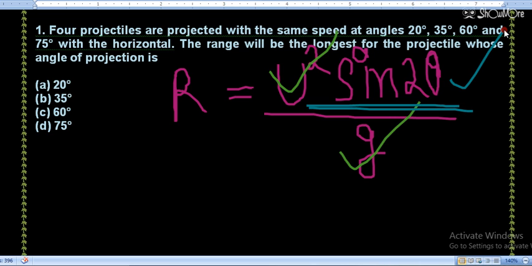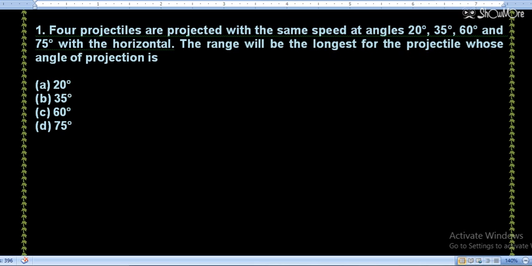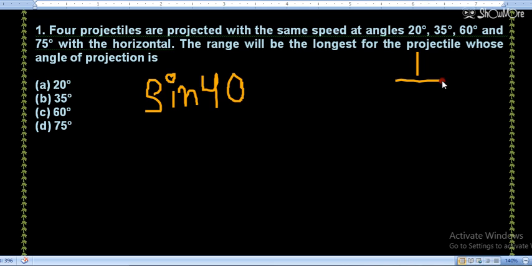So we can simply check the value of sine 2 theta for the 4 angles that we have already discussed, but I am discussing this in detail so that all the concepts are clear. For the first angle, that is 20 degree, sine 2 theta will become sine 40. Now you know sine 45 is 1 by root 2. So its value will be less than 1 by root 2, because sine 40 is starting from sine 0.